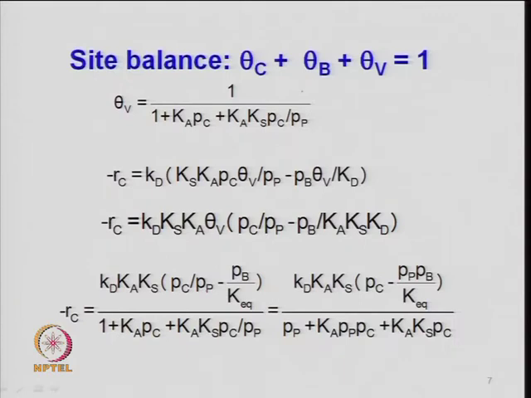So, again a site balance, because you have to write a relationship among theta c, theta b and theta v, which is the total fraction of the sites, the sum of all theta i. So, theta c plus theta b plus theta v is equal to 1, right. One can calculate the concentration of the vacant site for this case also. Vacant site concentration will change depending upon the rate determining step, right.